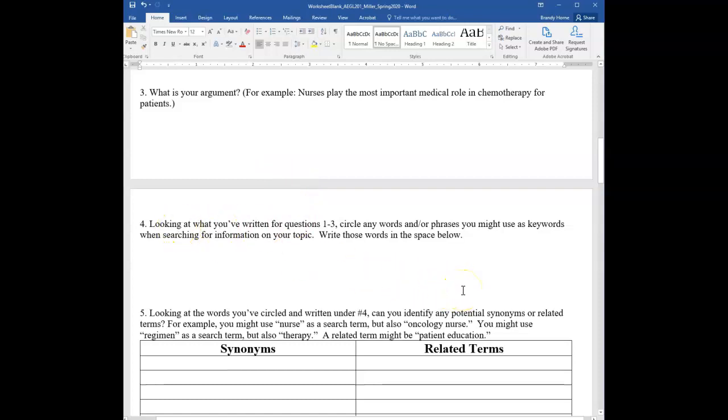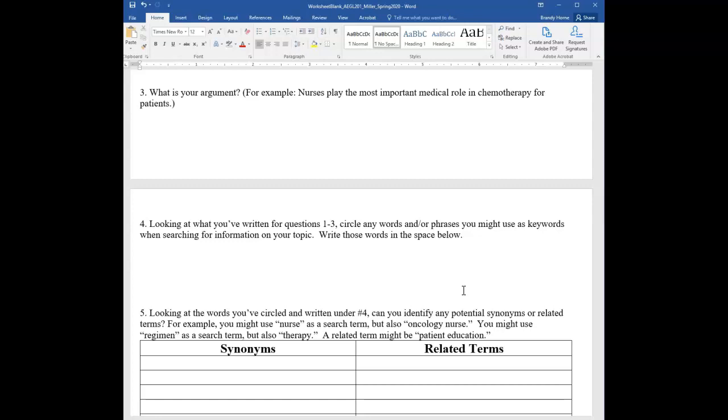So the first 3 steps, we've identified our topic, we've explored our topic, we've articulated our argument, right? Or it could be that you have a research question that you want to answer. You could do that as well. You could say, how does this impact this, or how are these things related, or what's going on here? But in this case, definitively, here's the argument: nurses play the most important medical role in chemotherapy for patients. Once you've gone through the first 3 steps, then you can look at what you've written down and begin to identify some potential keywords that you might use as search terms to find information.